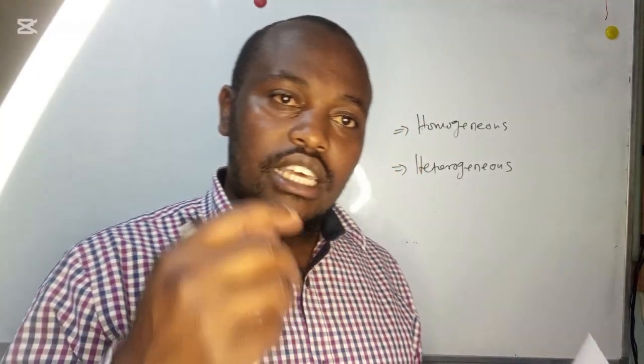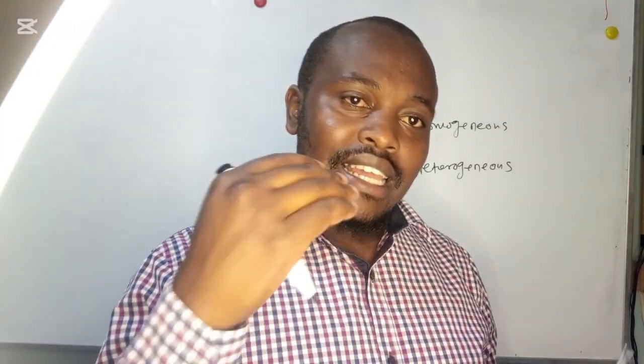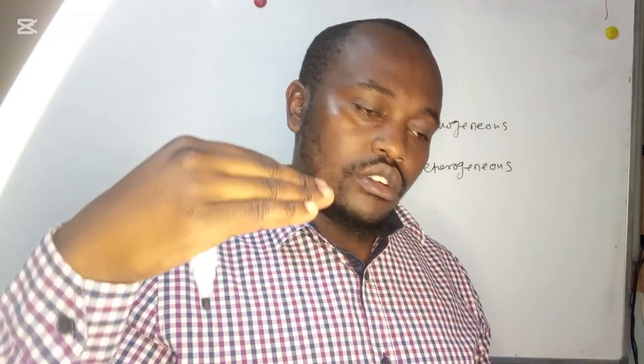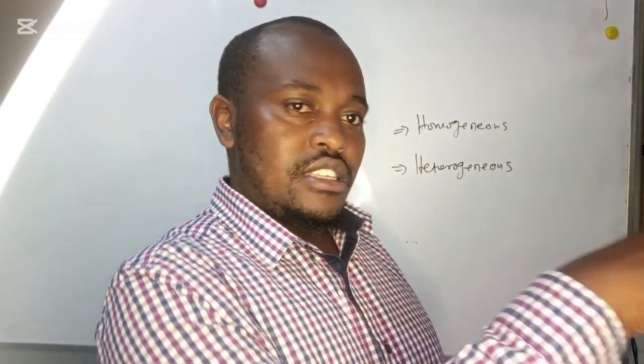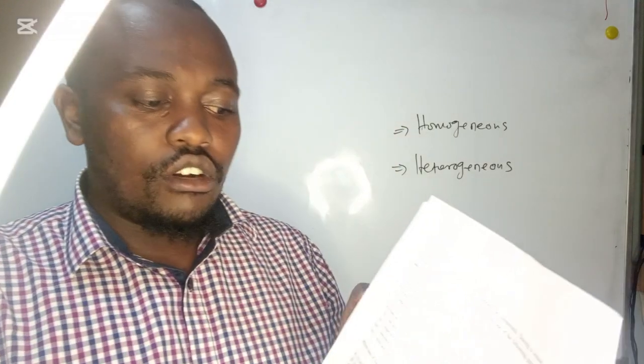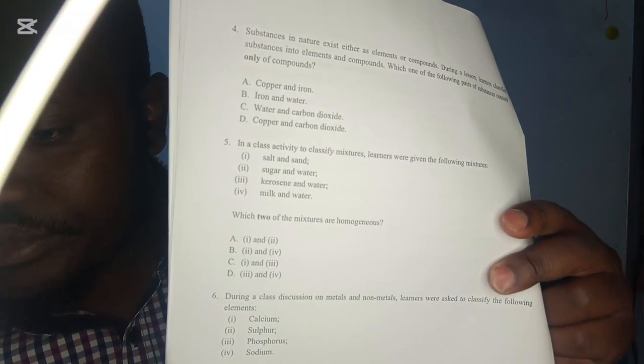Kerosene and water, when you mix kerosene and water, you know kerosene is less dense than water. So water will settle down and then kerosene, like oil, will float on top of the water, will form another layer. What about milk and water? Milk and water, as I had said, when they mix, you cannot clearly say this is milk, this is water. So they are completely mixed. So the correct answer for homogeneous mixture was milk and water, and sugar and water.